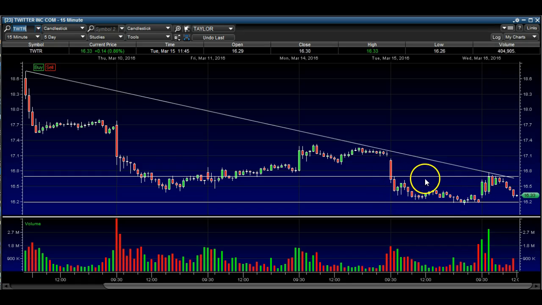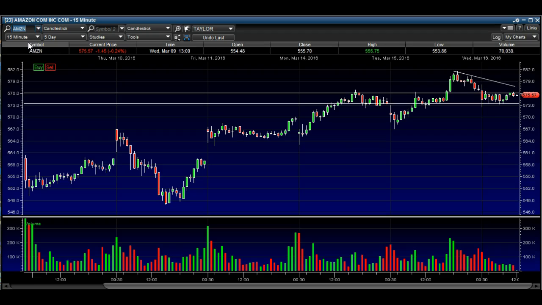So right here, we're forming a box. The top of the box is 1670. Bottom of the box is 1620. A move outside of the box in either direction would see a pretty decent sized move. Okay, next we're going to cover Amazon, and I am going to cover the S&P 500, so don't worry.